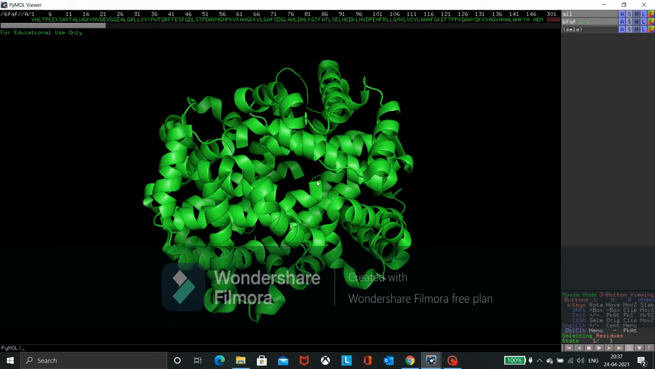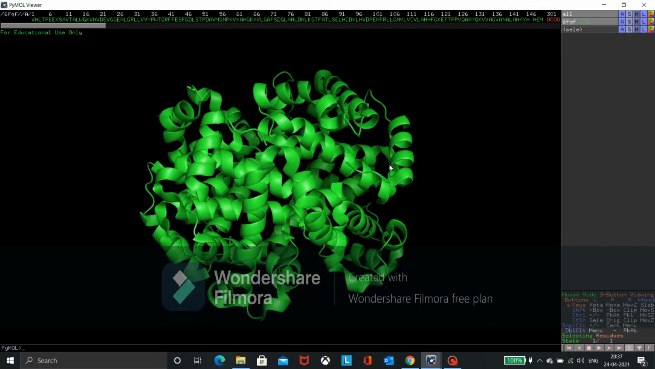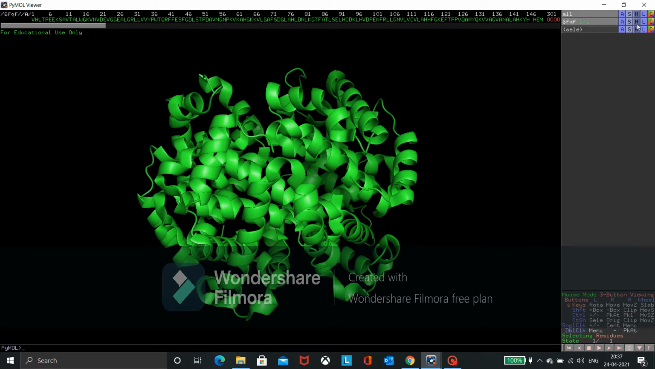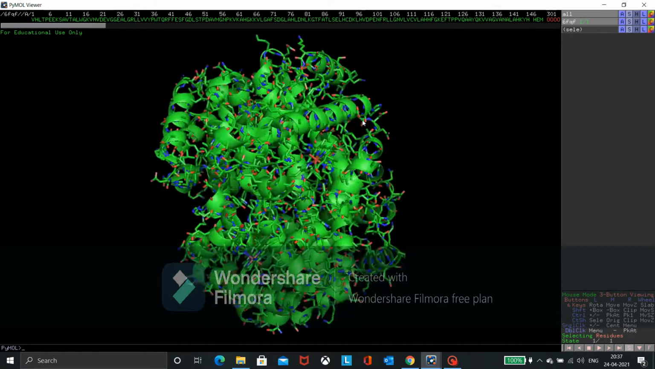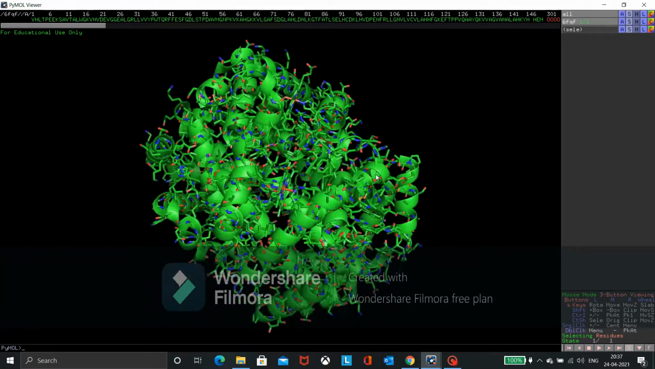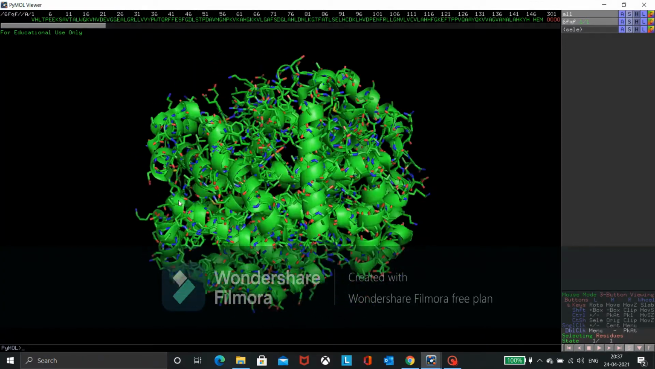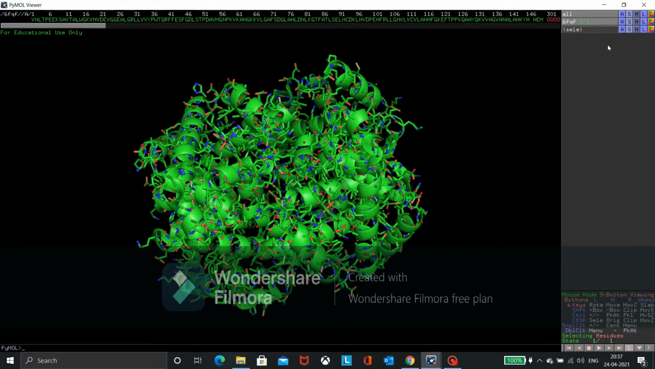So how does it look when combining all three? Let's give it a check. So this looks like a very complex structure when we are observing it in stick, line and cartoon form.